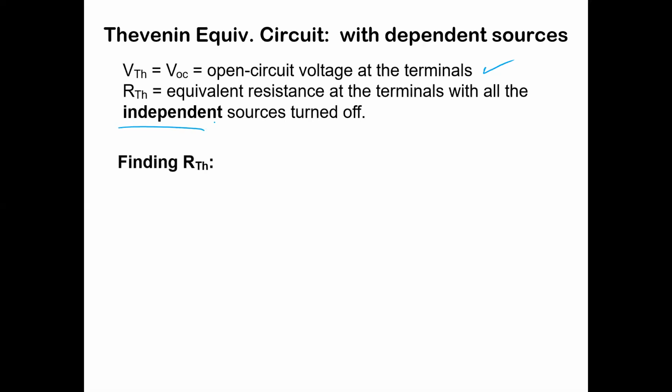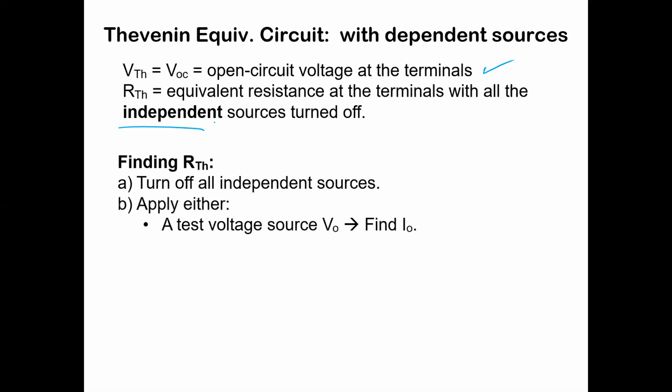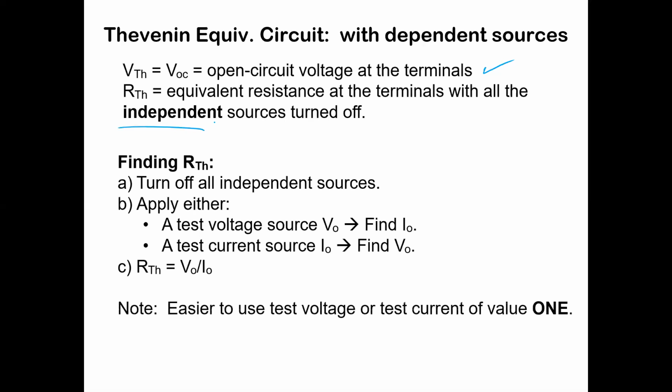And finding the Thevenin resistance means that you turn off all the independent sources and you apply either a test voltage source or a test current source at the output, and you figure out the other one. It's more convenient to just use a test voltage or test current with a value of 1. You're just hooking up a source to the output.